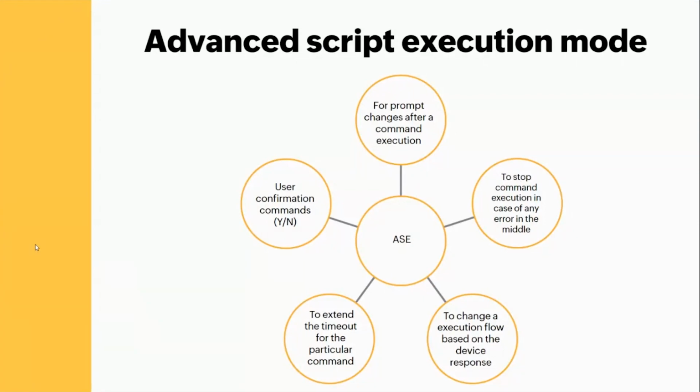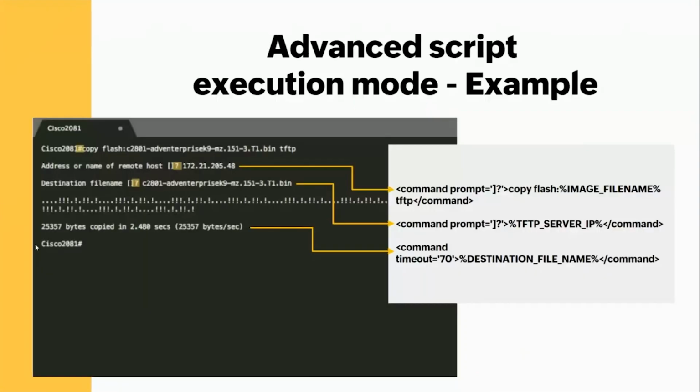So on the left hand side here, you can see the screenshot of the command sequence executed on PuTTY to perform the image file transfer. Whereas on the right hand side, we have the screenshot of the configured content to be provided under advanced script execution mode in Network Configuration Manager. So let me show you over the NCM GUI.